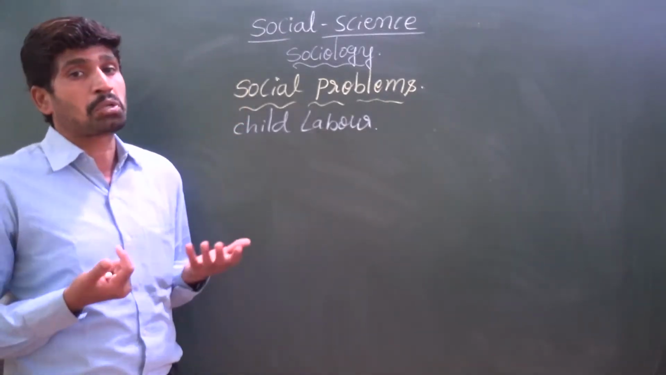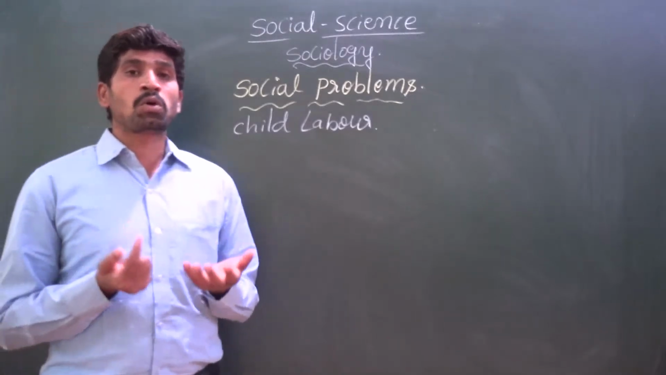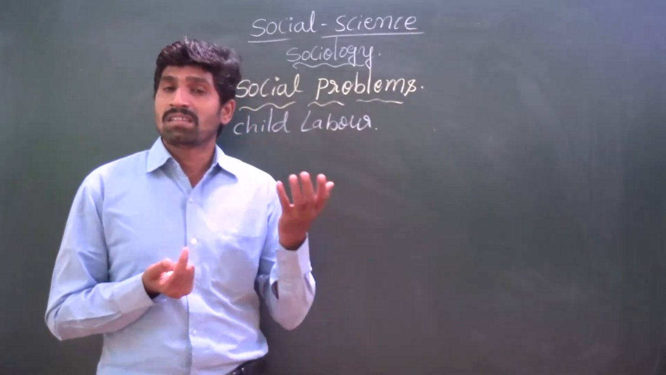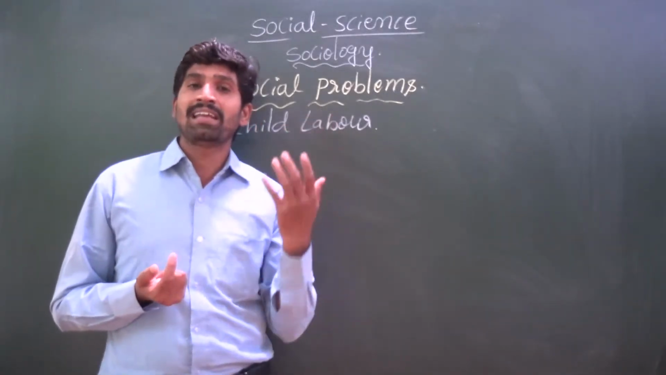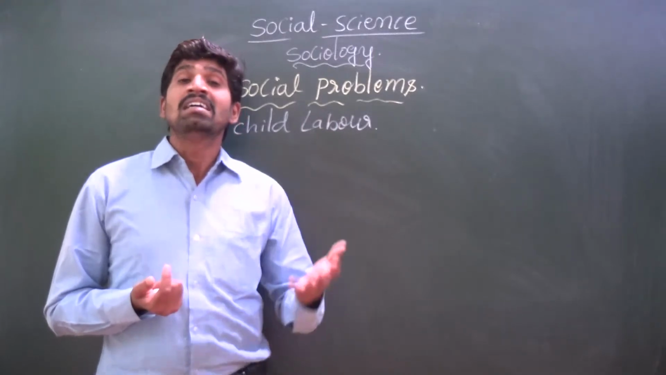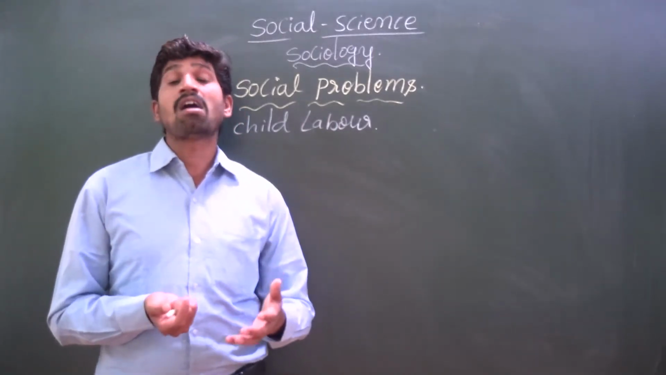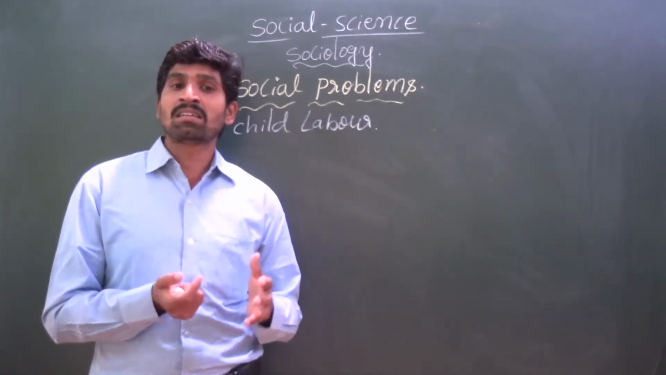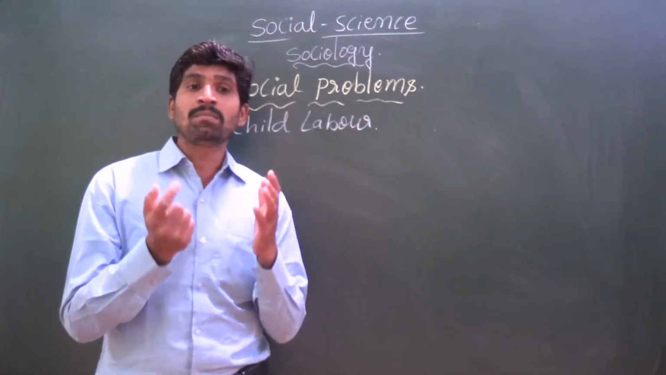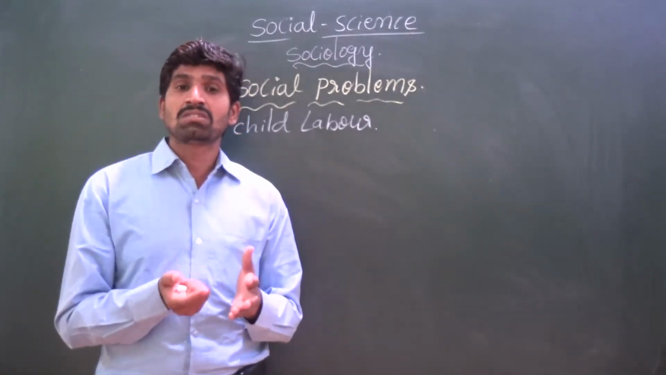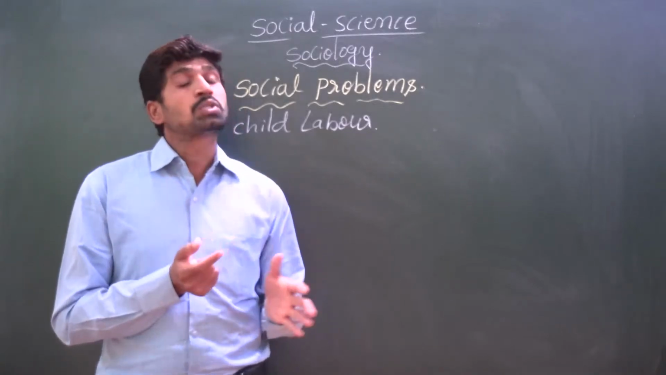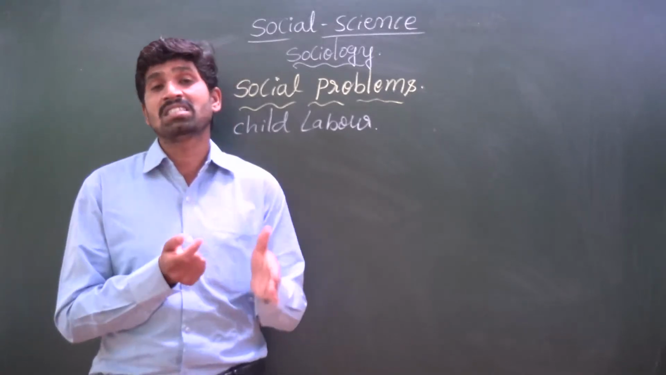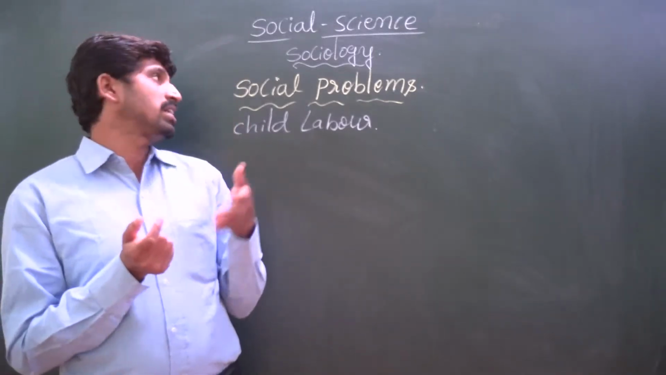These are the main objectives, what we are going to understand in the lesson. The first objective is that child labor is a social problem. Second is sexual harassment of children. The next is female feticide. And next are hunger and malnutrition, gender discrimination, child marriage, and human trafficking of children. These are the social problems, the main objectives of this lesson.